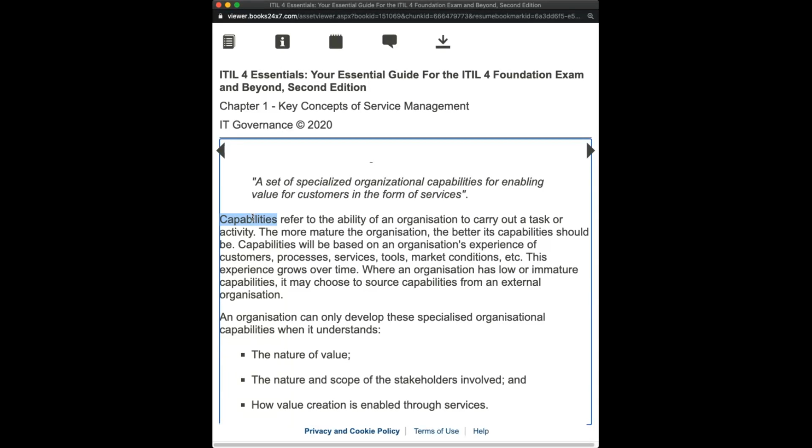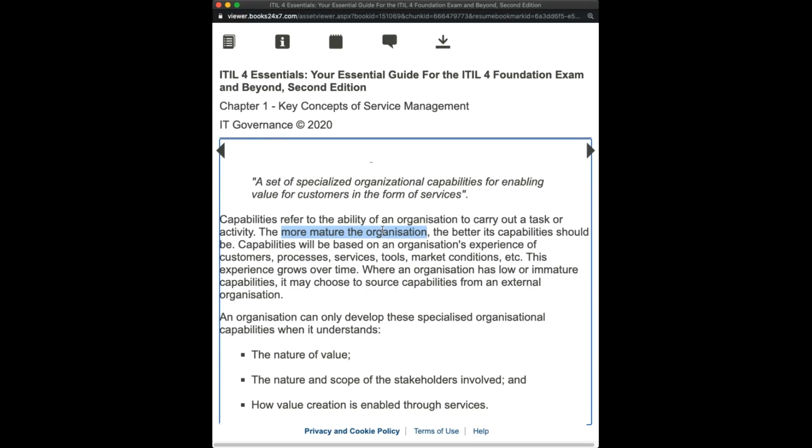Capabilities refers to the ability of an organization to carry out a task or activity. So it's like, as humans, you can say, I am capable of doing the work, right? I am capable of delivering the product or providing the service. It's the same thing for the IT service. It's capable of carrying out that service or activity. So the more mature the organization, meaning it's not only older but wiser, the better its capability should be, right?